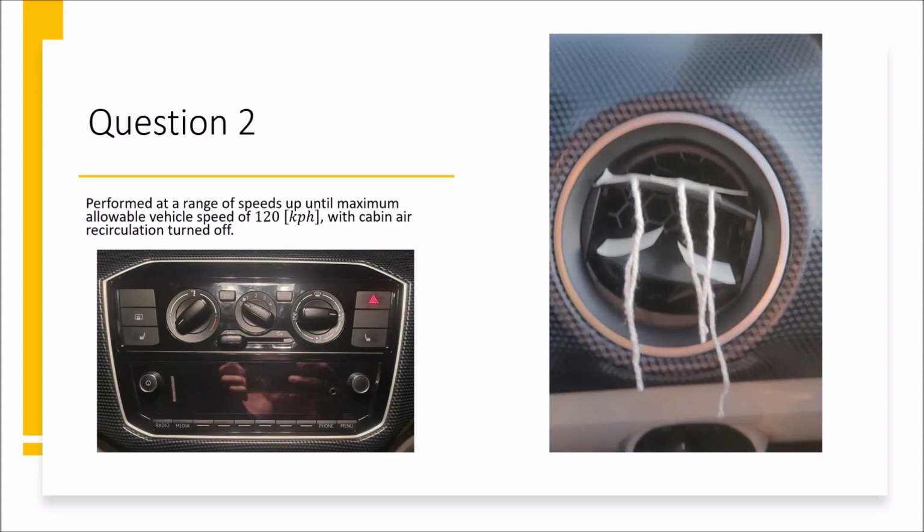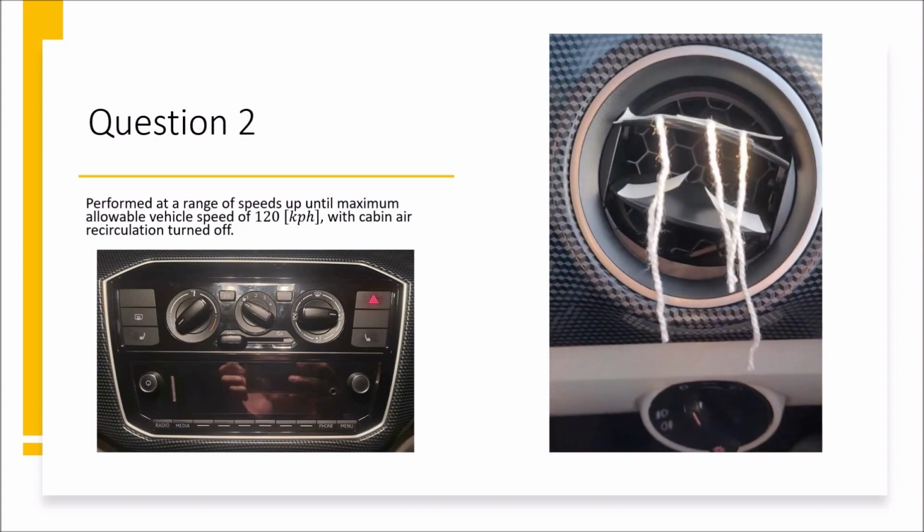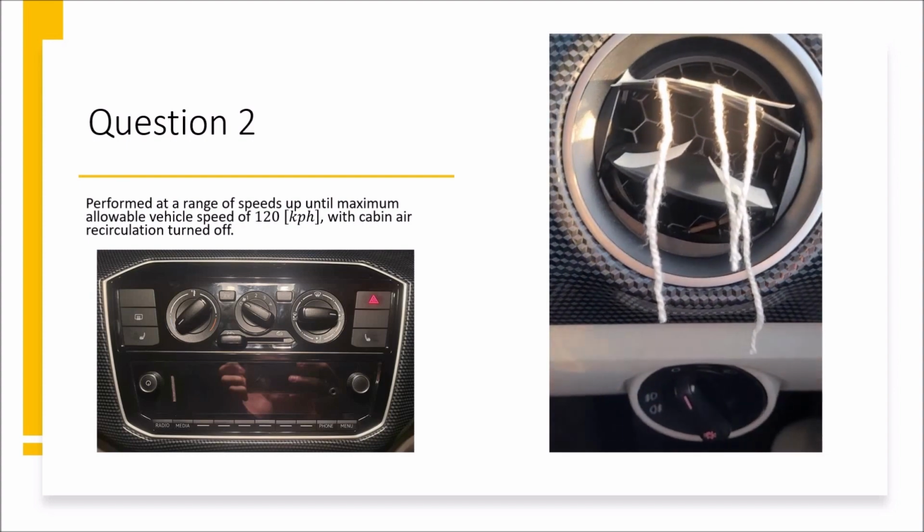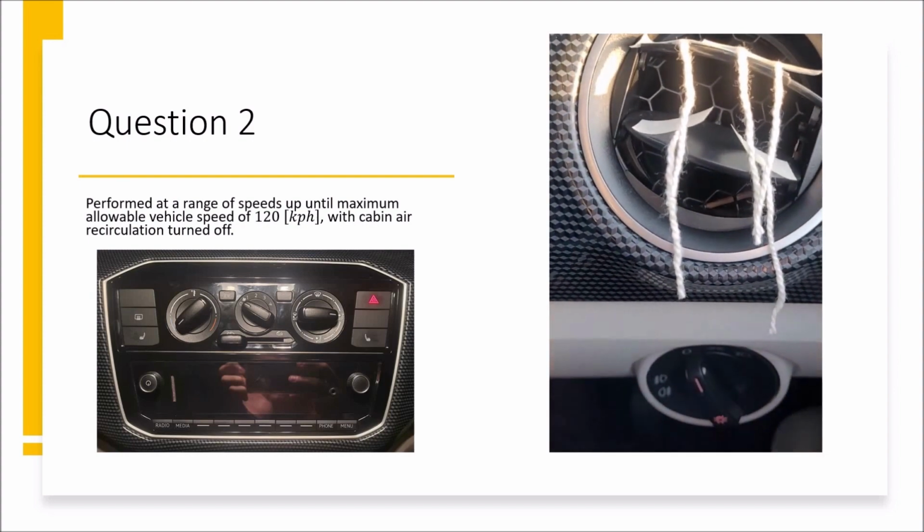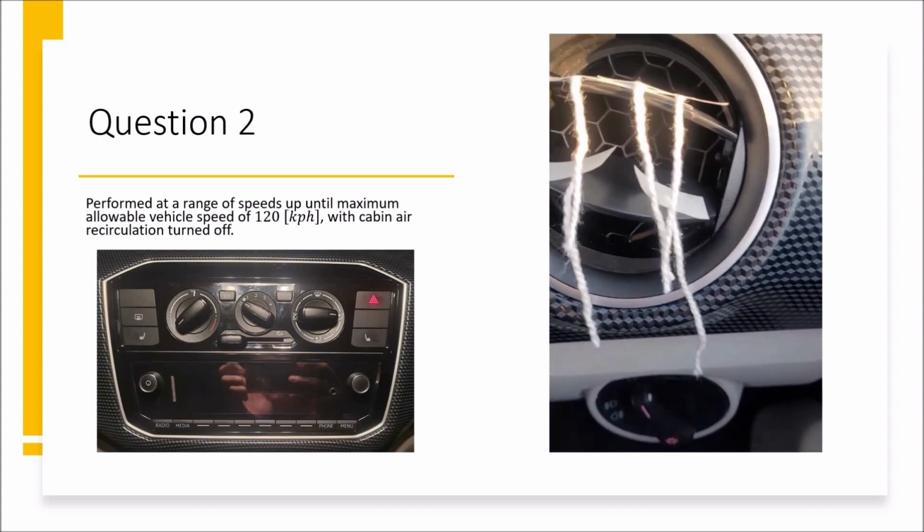This is because the vehicle has a climate control system with air filters and a more complex ducting system than some older vehicles, where the flow through the air vents is significantly affected by vehicle speed.